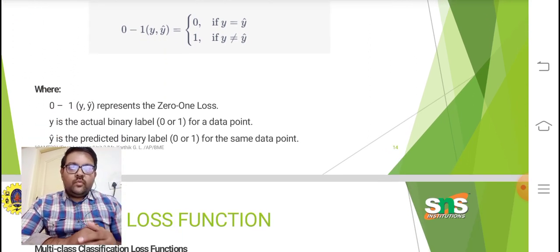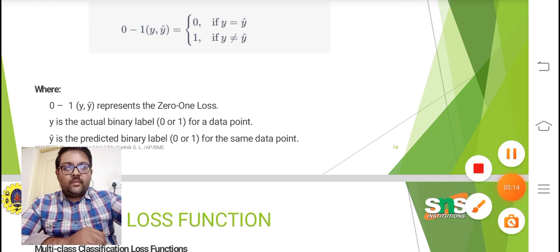The 0-1 loss is computed as above, where y is the actual binary label, 0 or 1, for a data point, and ŷ is the predicted binary label, 0 or 1, for the same data point.